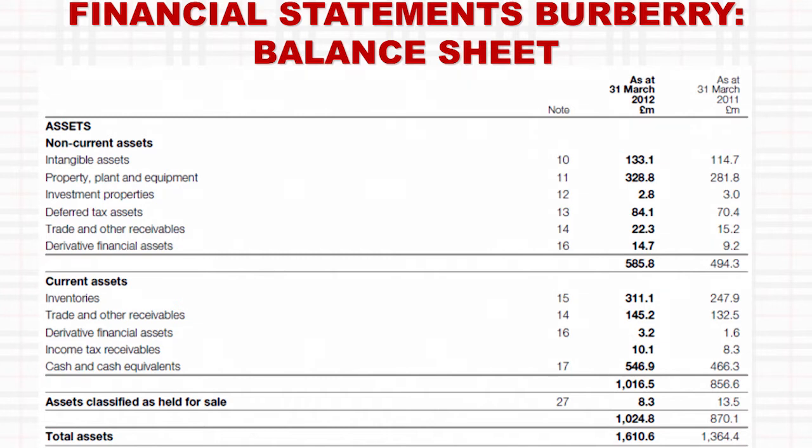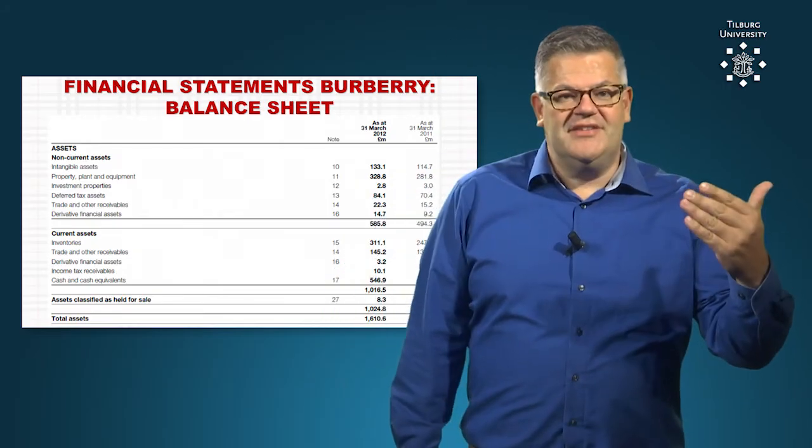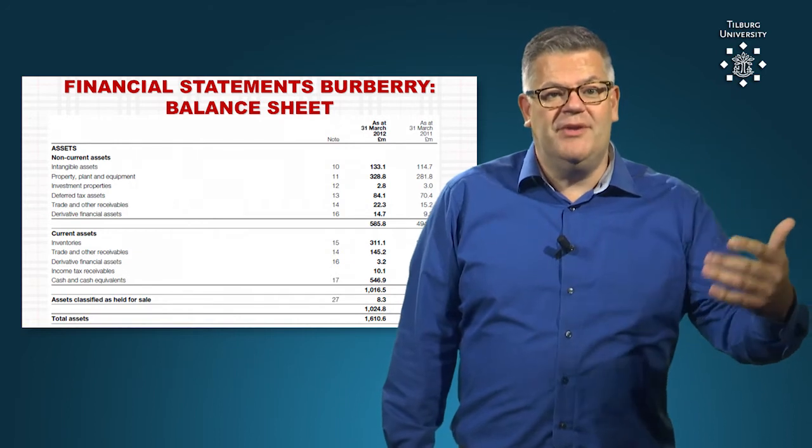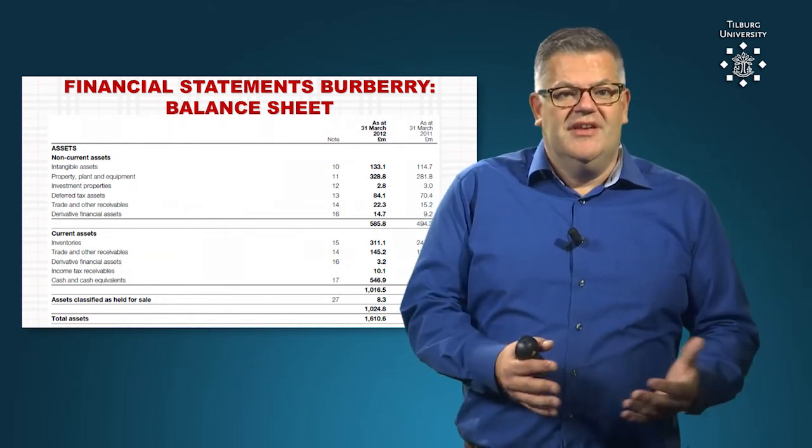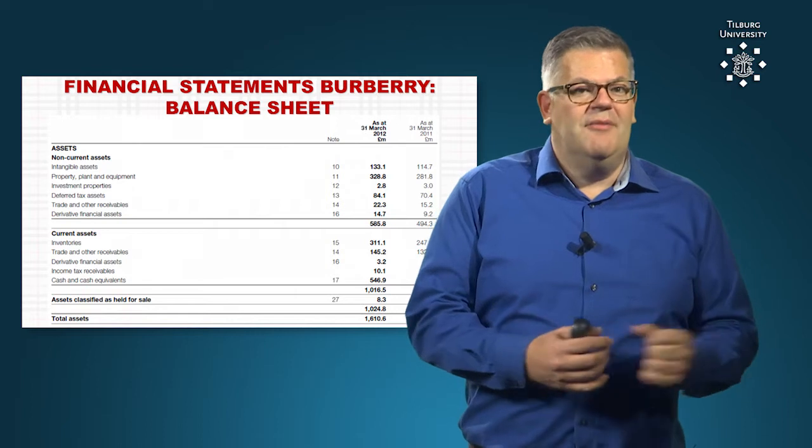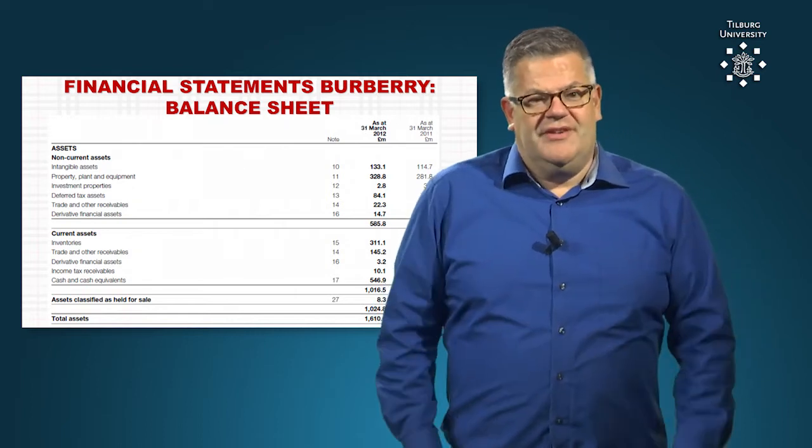I don't know exactly what it is, so I always stay far away from derivative financial assets. Think about interest swaps, currency swaps, etc. Besides the non-current assets that stay for more than a year in the company, we've also got the current assets. The assets that are with the company for shorter than a year.